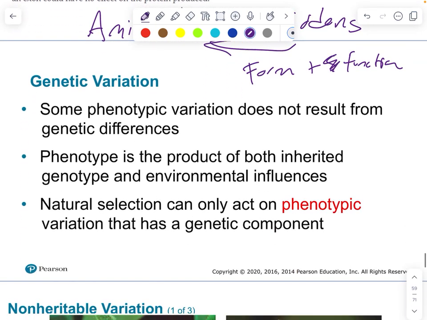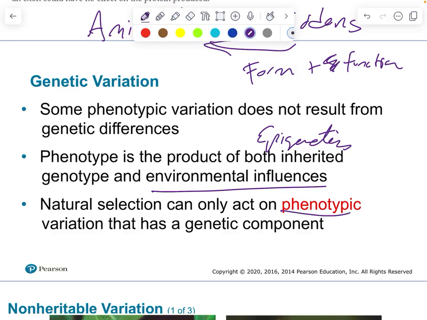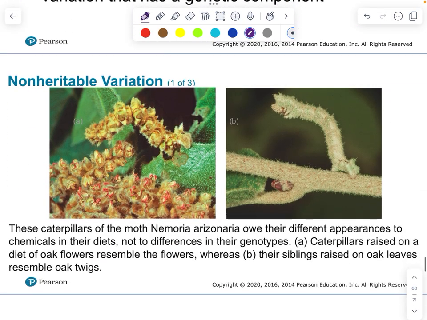So some phenotypic variation does not result from genetic differences. Phenotype is the product of both inherited and environmental influences. We're talking epigenetics there, a fascinating field. And so natural selection only acts on phenotypes. And so here's a non-heritable variation. These caterpillars of the moth Nemoria arizonaria owe their different appearances to chemicals in their diets, not to differences in their genotypes.